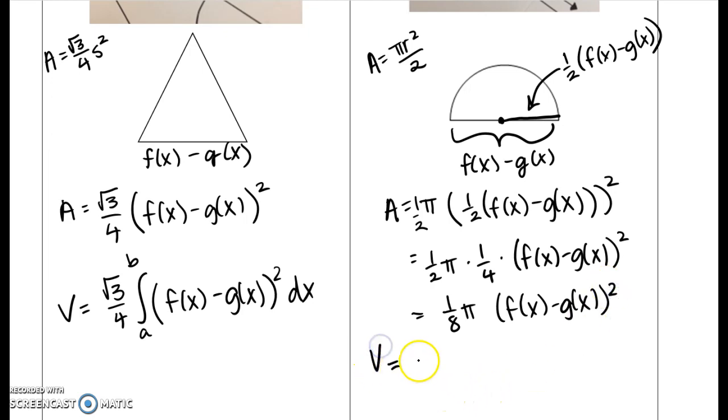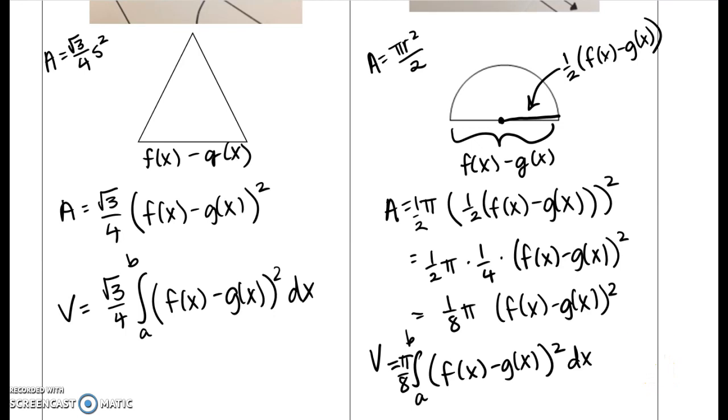And so again, our volume, we're just going to integrate that. So 1/8 times the integral from a to b. Oh, I should have put pi over 8 out in front. Pi over 8 times the integral from a to b of f of x minus g of x squared dx.